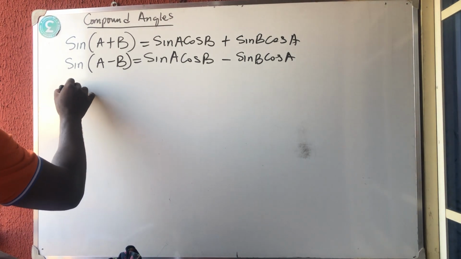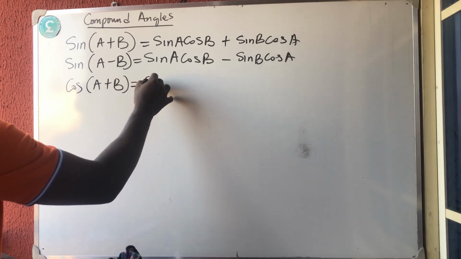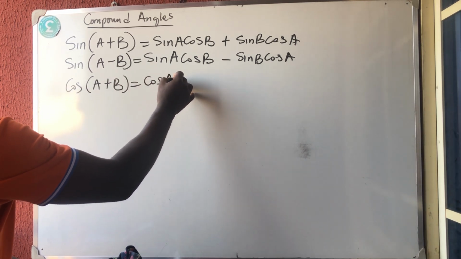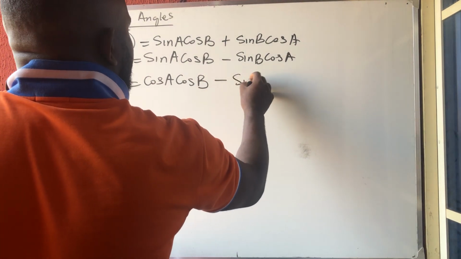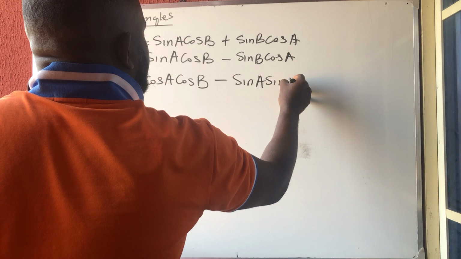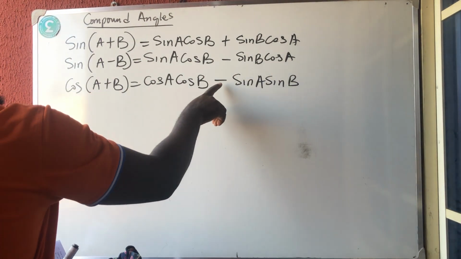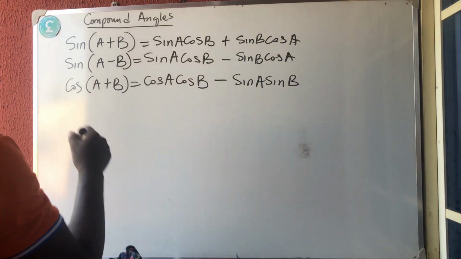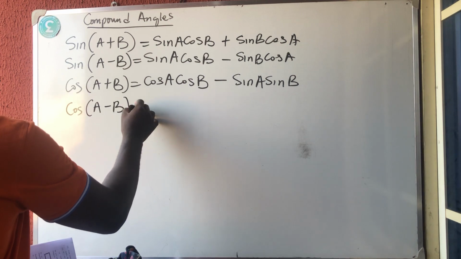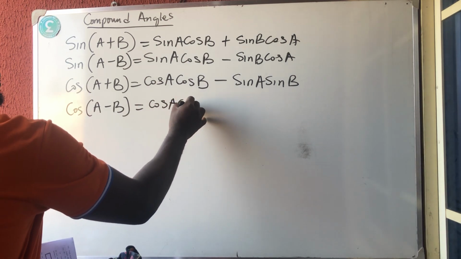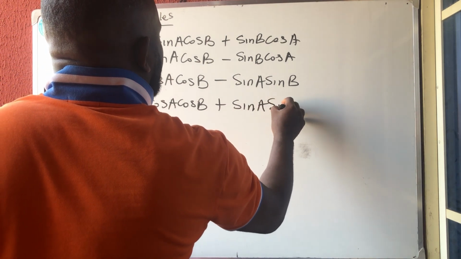So what do I mean by that? Cos A plus B is equal to cos first. You must start from cos A cos B, then minus sine A sine B. Here it is plus, but when you expand it, it is minus. So if I have minus, cos A minus B should be equal to cos A cos B plus sine A sine B.